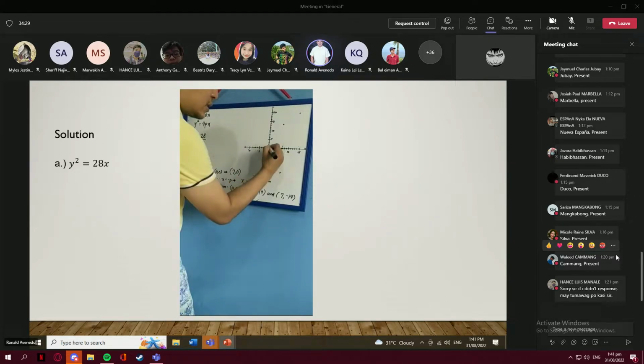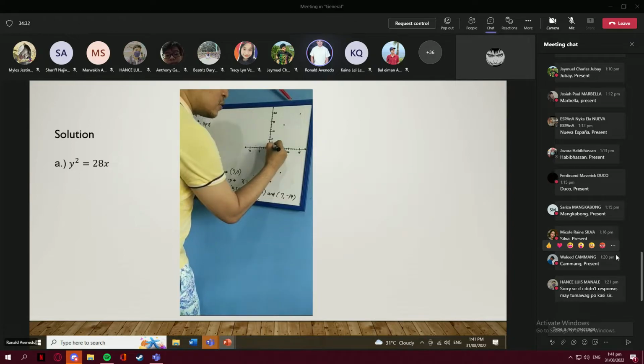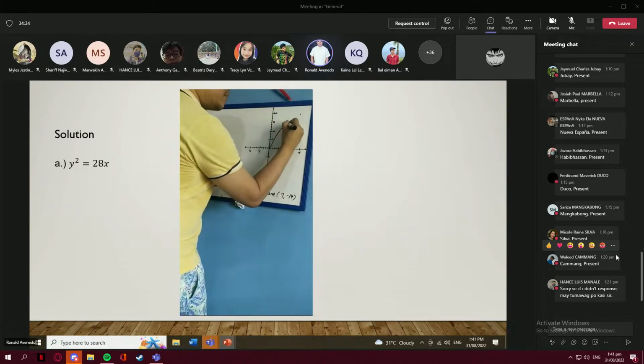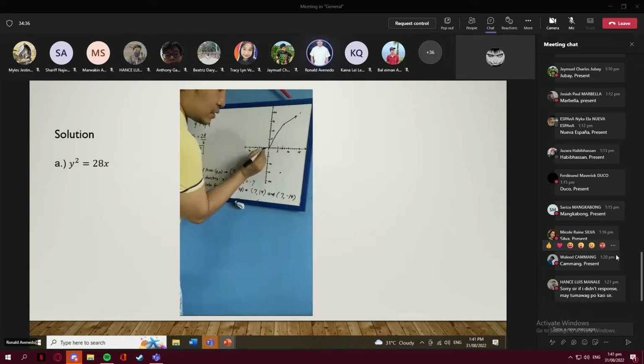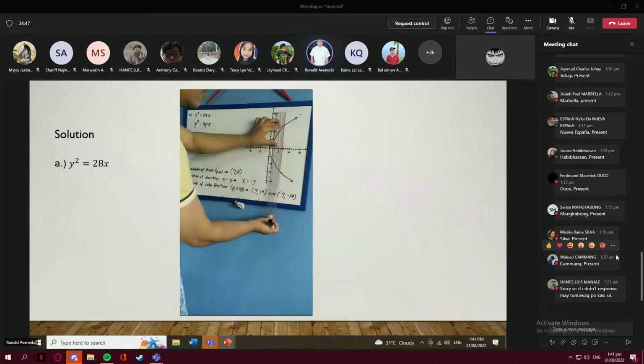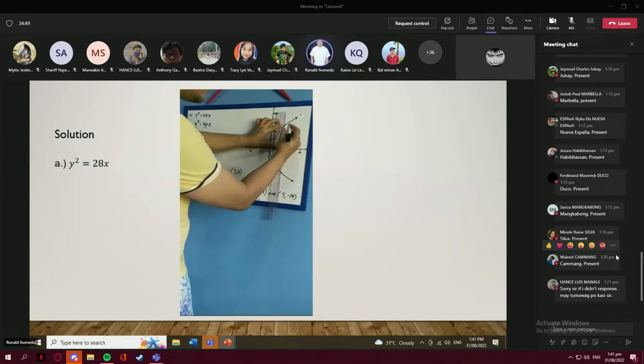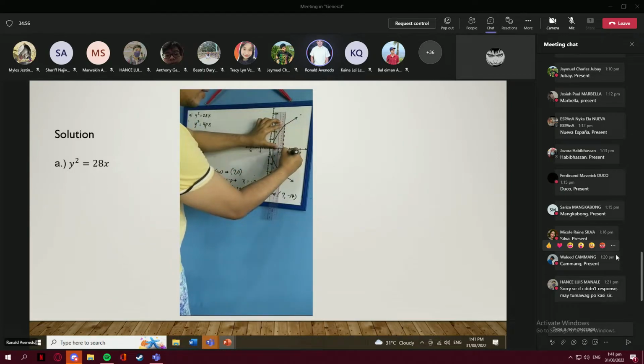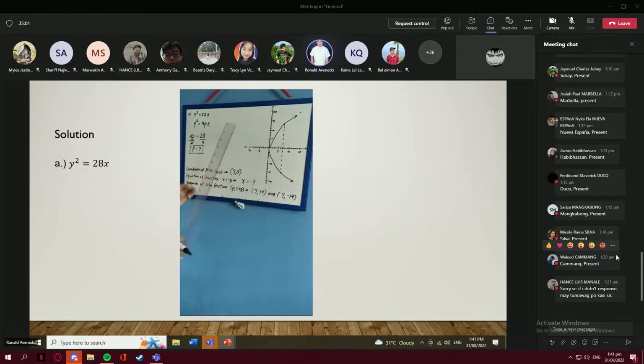So we can now connect these points, vertex to one endpoint of latus rectum, the vertex, and the other endpoint. So always remember that the focus and endpoints of latus rectum, if we're going to connect this, they should be lying on the same line. The latus rectum.